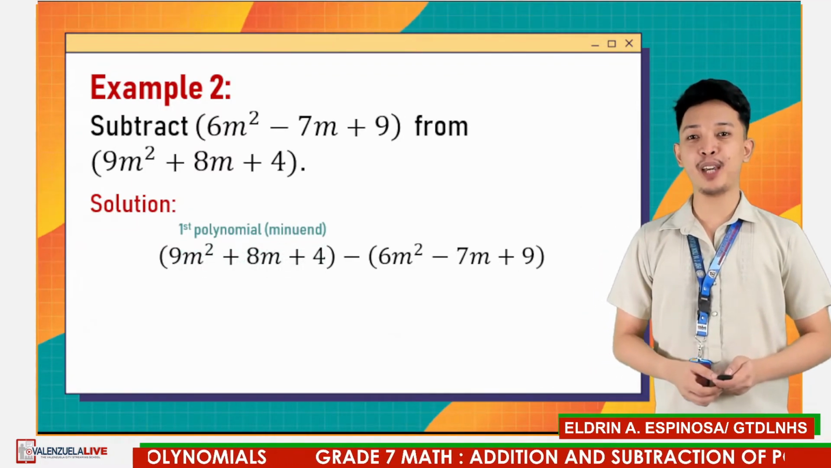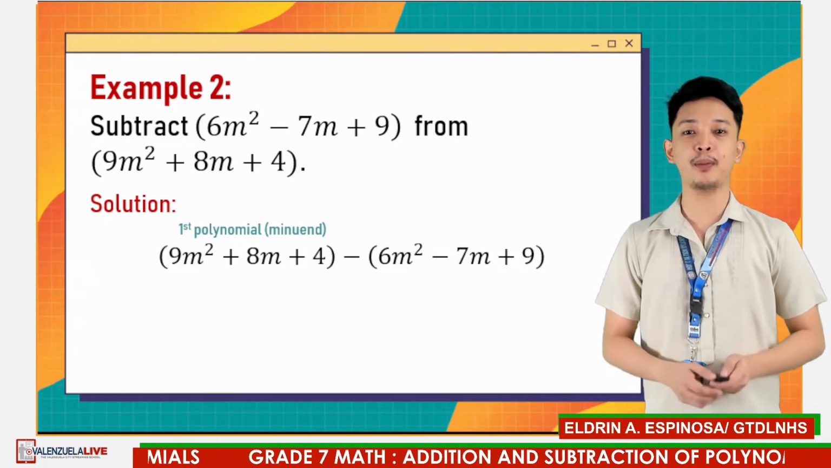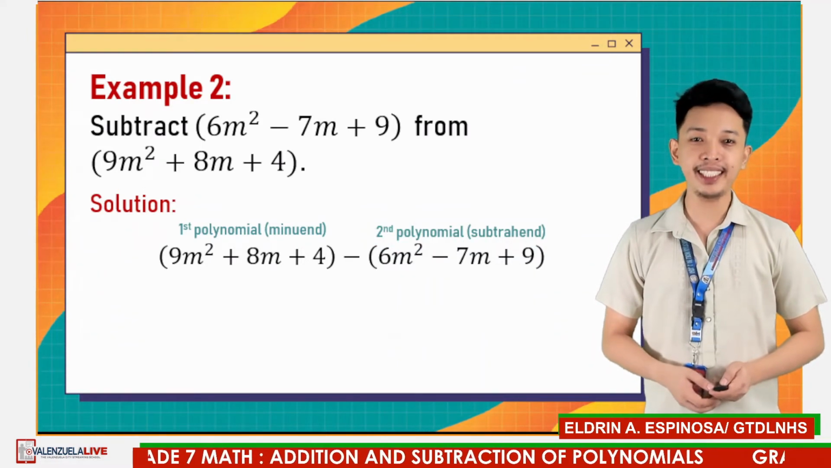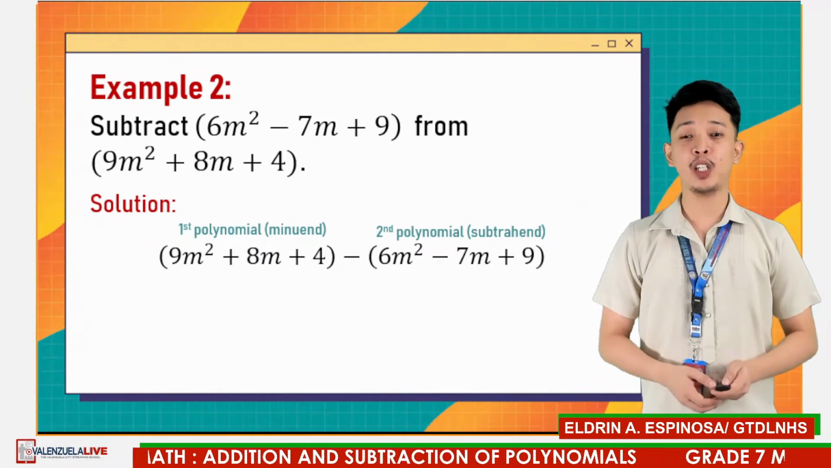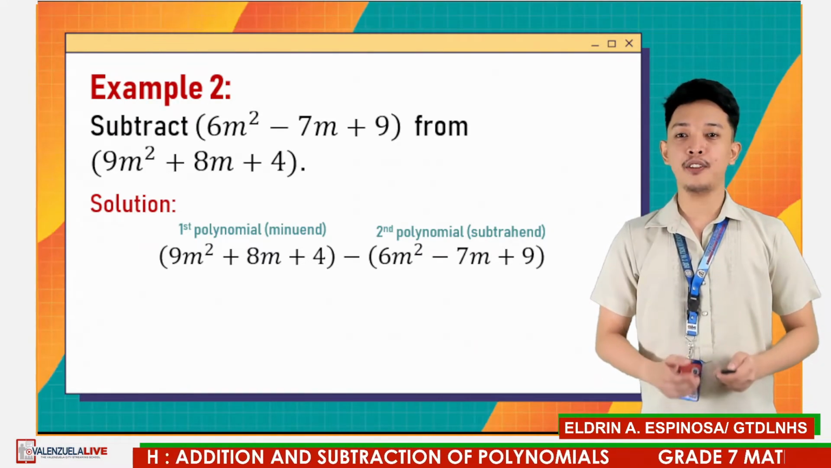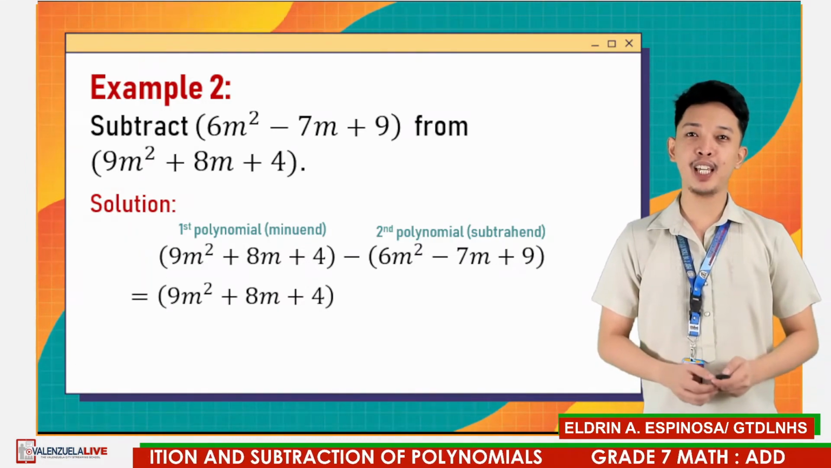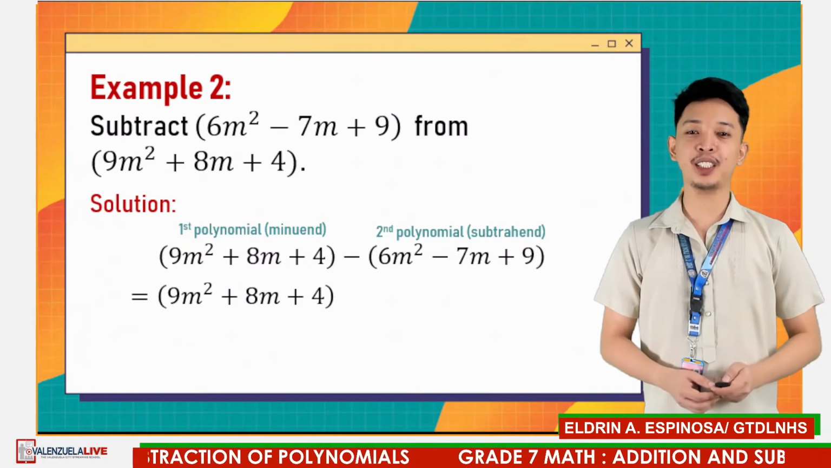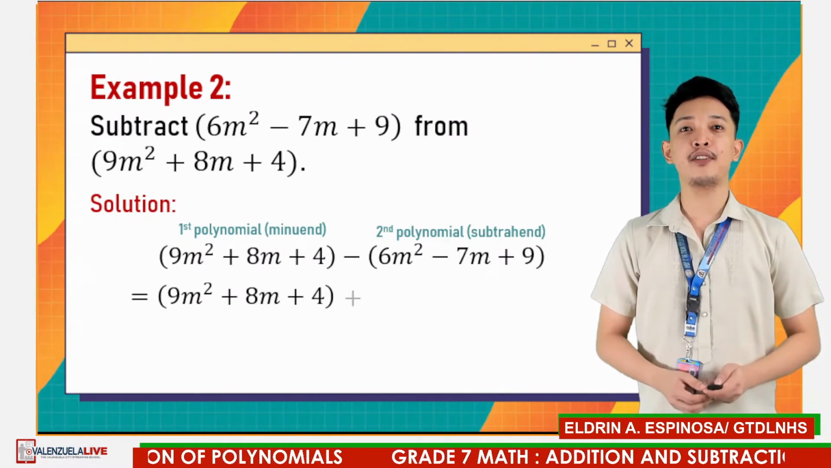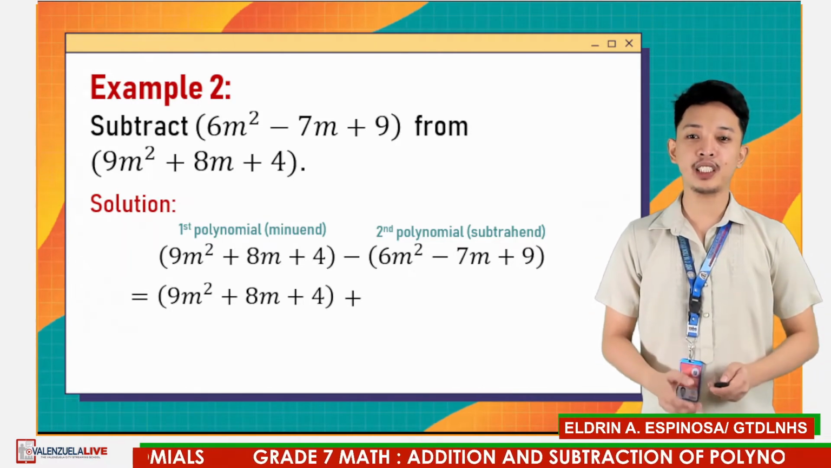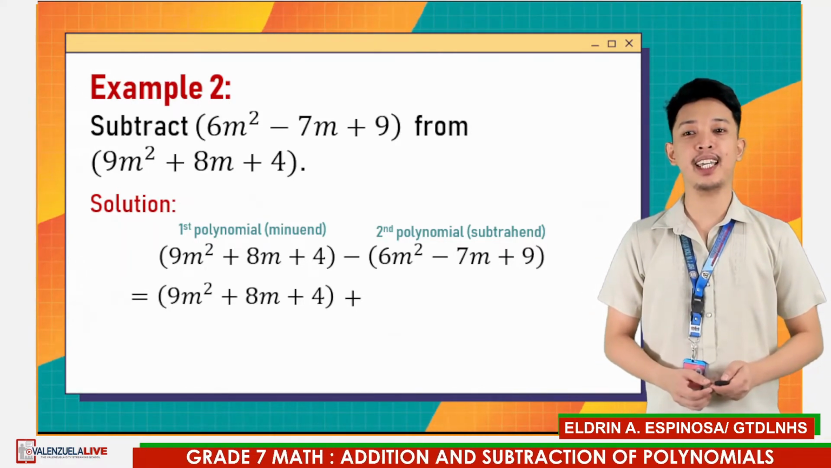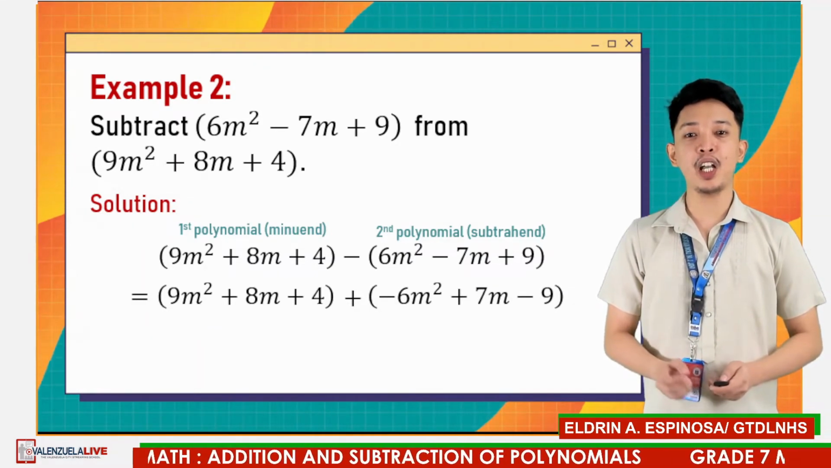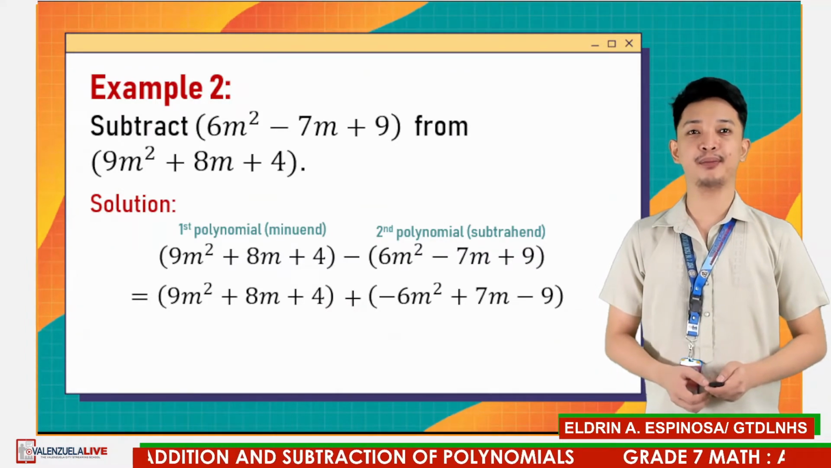9m squared plus 8m plus 4 is the minuend or the first polynomial, and 6m squared minus 7m plus 9 is the subtrahend or the second polynomial. Applying the following steps in subtracting polynomials. First, keep the minuend, 9m squared plus 8m plus 4. Nothing will change. Next, change the subtraction symbol to addition symbol, from minus sign to plus sign. Then change the sign of each term in the subtrahend. We will have negative 6m squared plus 7m minus 9.